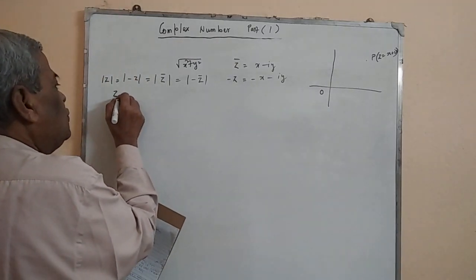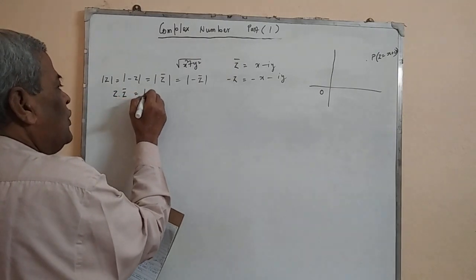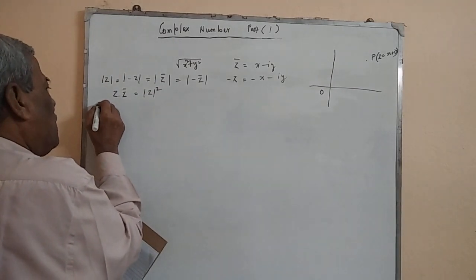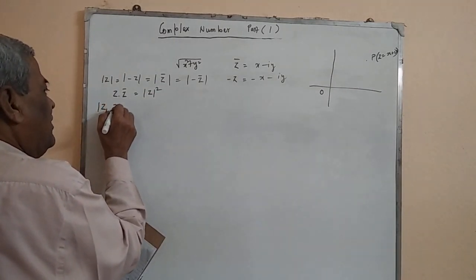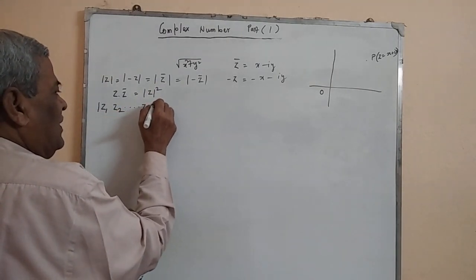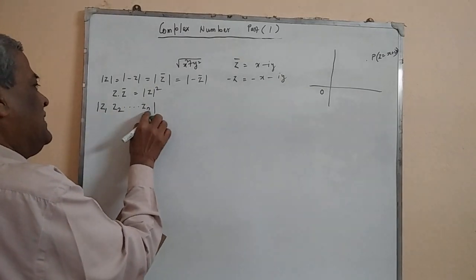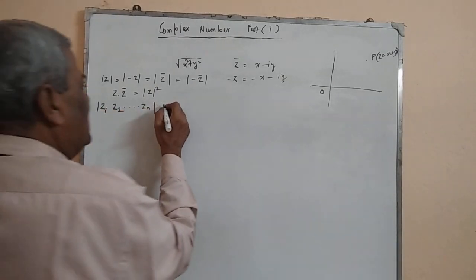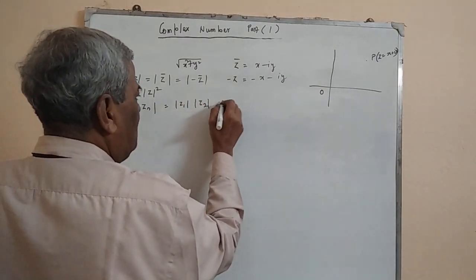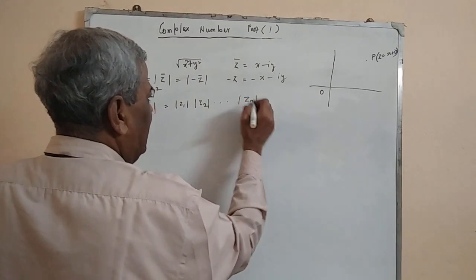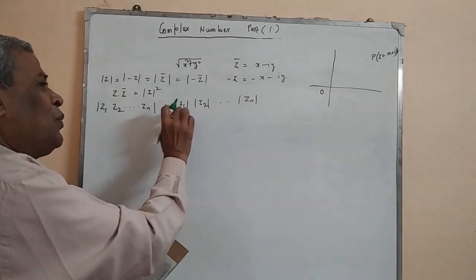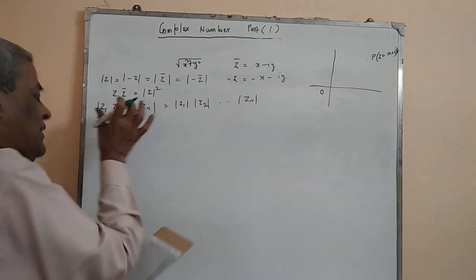Number two, Z into Z bar is equal to mod Z whole square. Number three, for a product of n factors of the type Z1, Z2, Z3 up to Zn, the modulus is equal to mod of the first one into mod of the second one up to mod of the nth one. Separately, the product of their moduluses is equal to that.